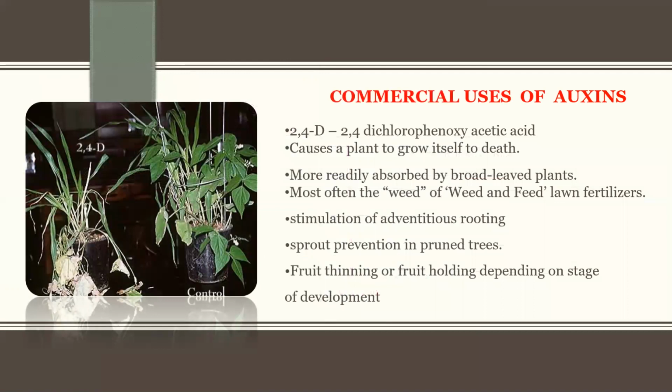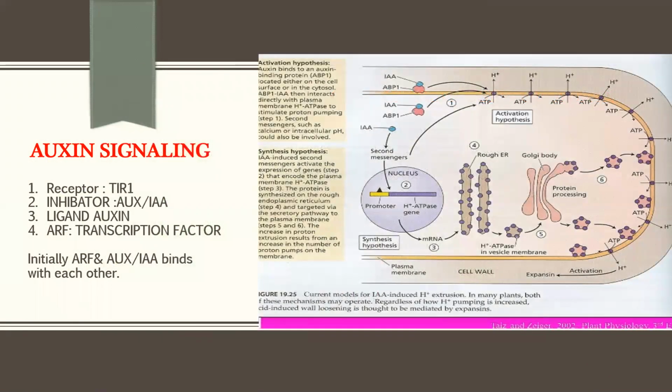So this was all about the uses of auxin, and now we are coming to the signaling pathway of auxin. Auxin follows a signaling pathway which is the 26S proteolysis system, which means that the signaling pathway has ubiquitin proteins, which degrade the inhibitor.